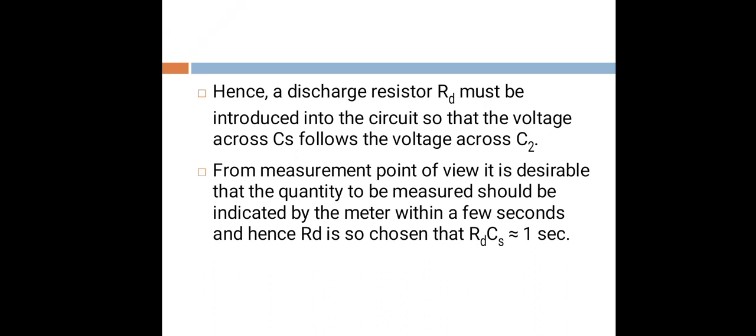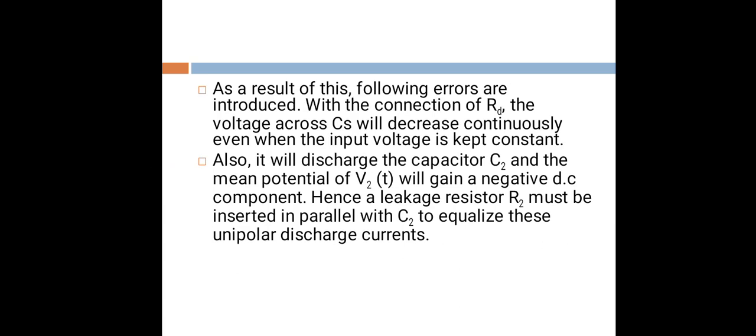Hence, a discharge resistor RD must be introduced into the circuit so that the voltage across Cs follows the voltage across C2. From the measurement point of view, it is desirable that the quantity to be measured should be indicated by the meter within a few seconds, and hence RD is so chosen that RD·Cs equals 1 second. As a result of this, the following errors are introduced.